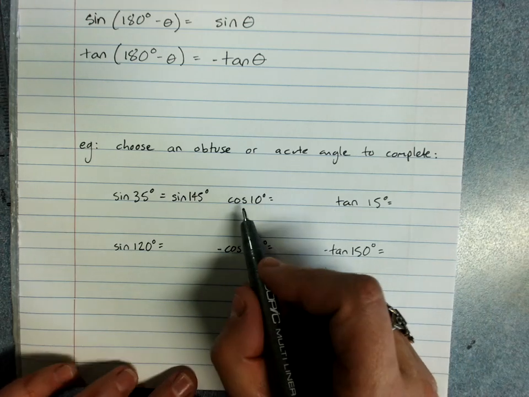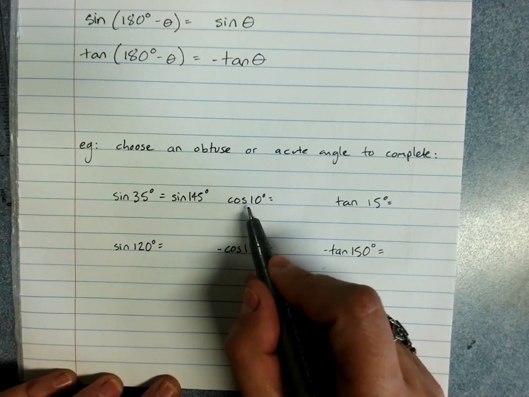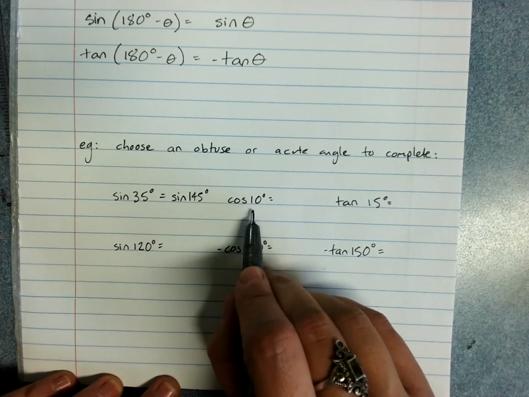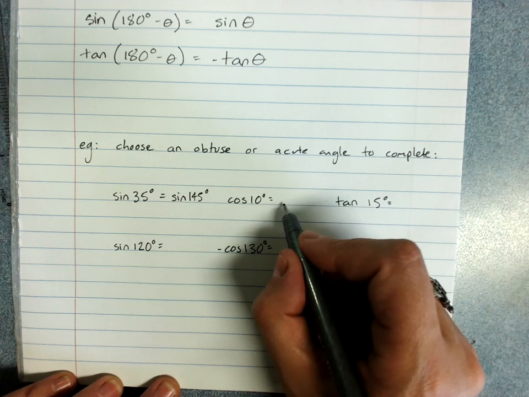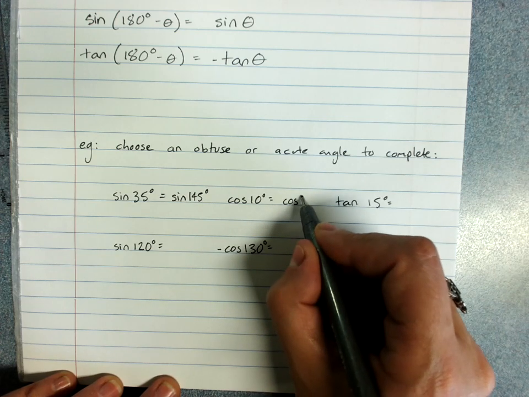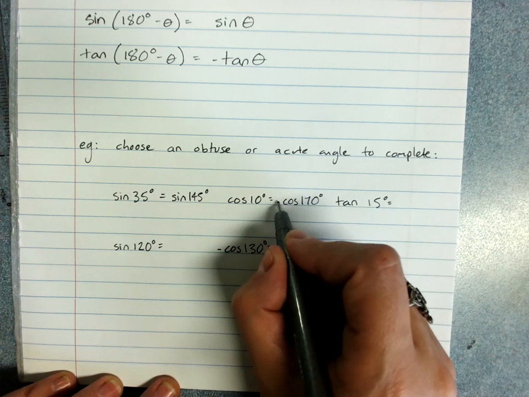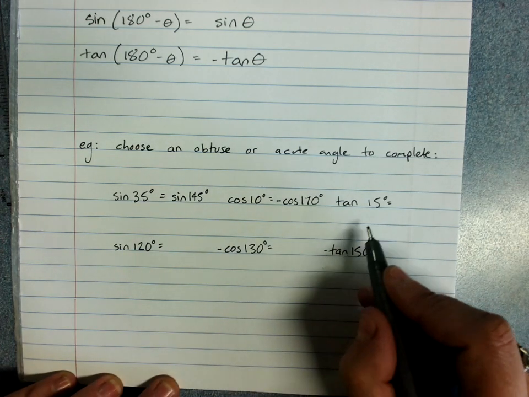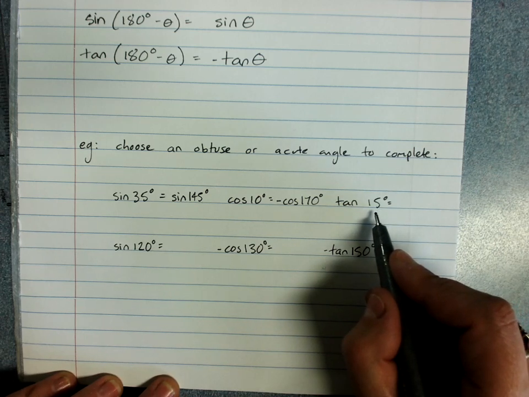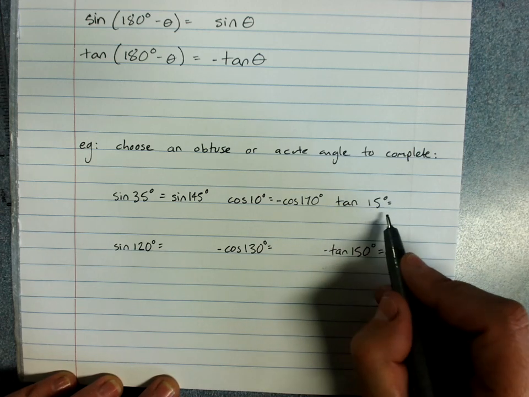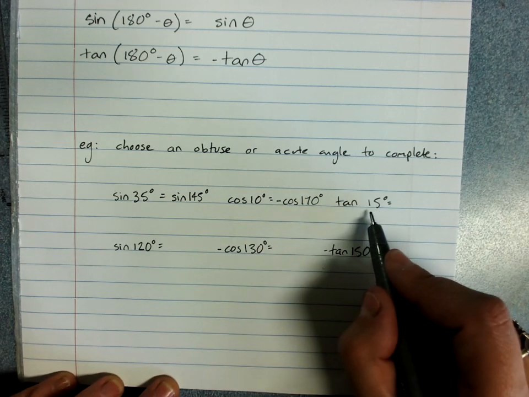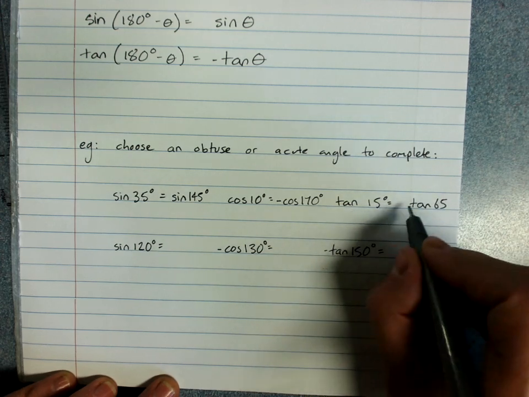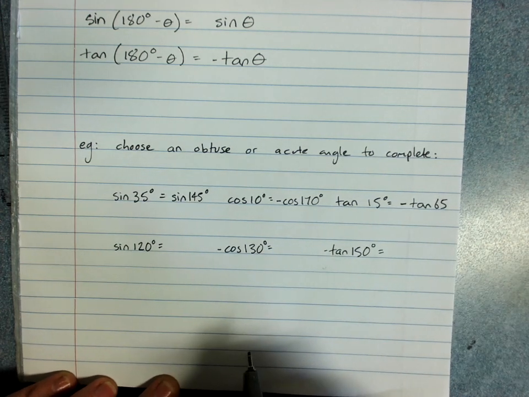Sorry, this is a long video. Cos of 10 degrees. Find the supplementary angle, 180 minus 10, 170. And that will be the same as taking cos of 170, but negative. Tan of 15 degrees. Take the supplementary angle, 180 minus 15 is 165, and we'll get the same result, but negative.